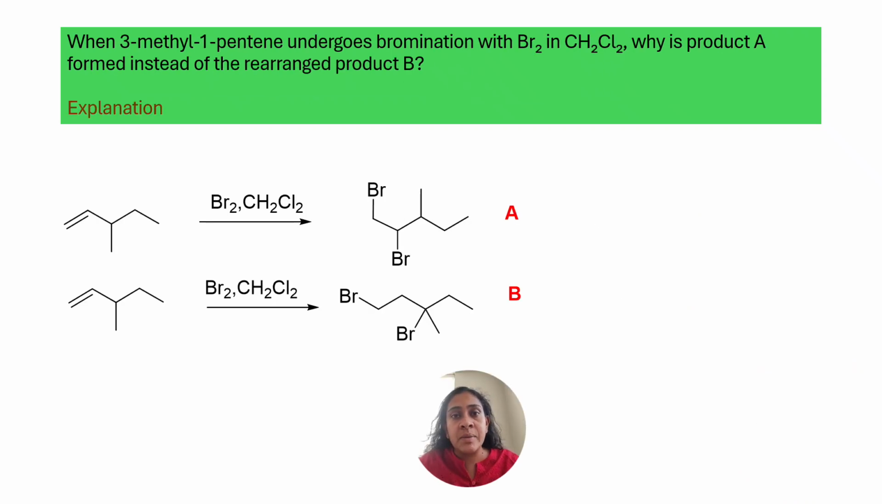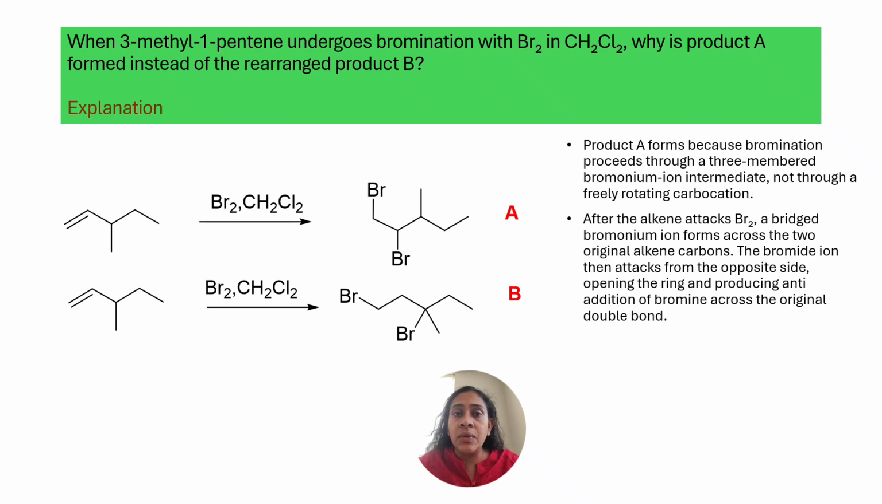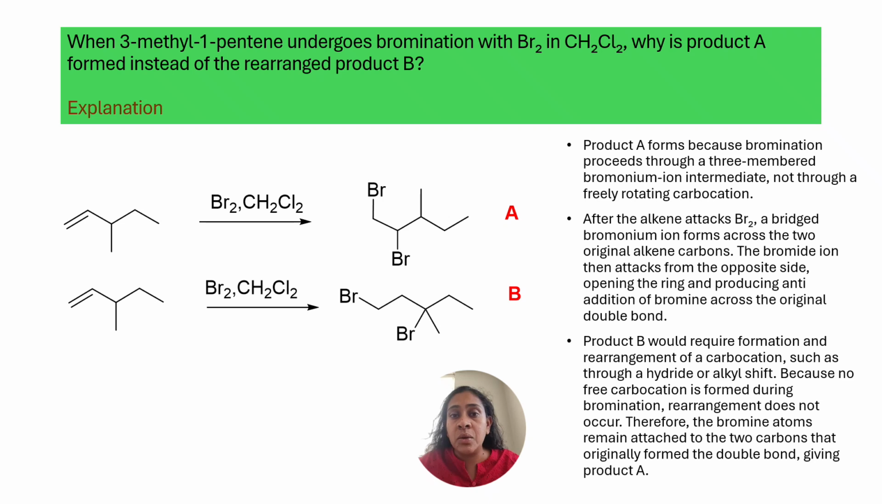Product A is formed because bromination proceeds through a bridged bromonium ion rather than a freely rearranging carbocation. When the alkene attacks bromine, the bromonium ion forms across the two original alkene carbons. Bromide then attacks from the opposite side and opens up that three-membered ring. Because there is no free carbocation intermediate, there is no opportunity for a hydride shift or an alkyl shift. Therefore, the carbon skeleton does not rearrange, and both bromine atoms remain associated with the two carbons of the original double bond. That gives product A. The broader rule is that bromination is anti and does not undergo carbocation rearrangement.